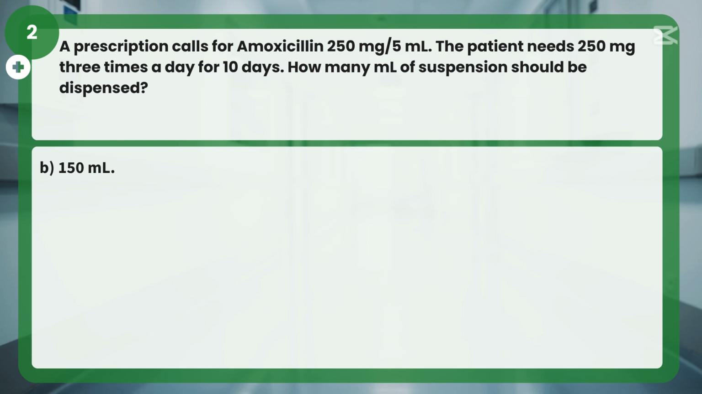To find the total volume, you multiply the volume per dose, 5 milliliters, by the total number of doses, 30, resulting in 150 milliliters. Always calculate the total number of doses first when determining the total quantity needed.